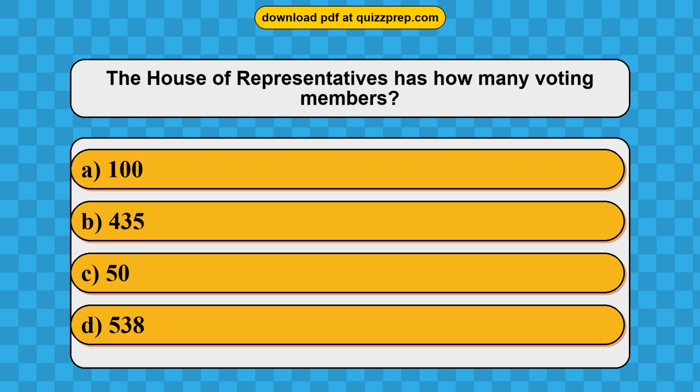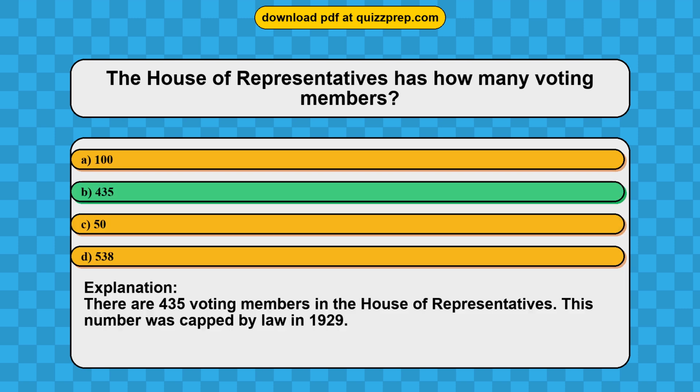Question 96. The House of Representatives has how many voting members? Option A. 100. Option B. 435. Option C. 50. Option D. 538. The correct answer is option B. 435. There are 435 voting members in the House of Representatives. This number was capped by law in 1929.